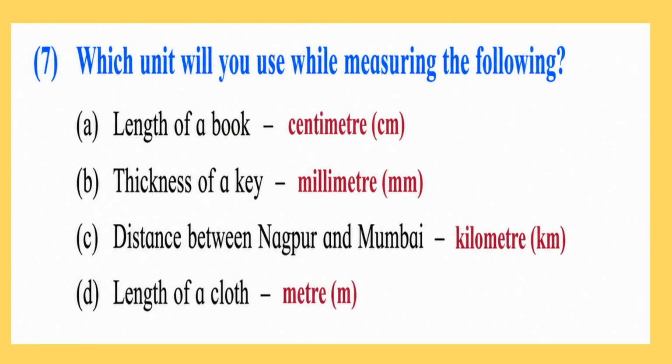When selecting units, use centimeters for a book, millimeters for a key's thickness, kilometers for the distance between cities like Nagpur and Mumbai, and meters for the length of a piece of cloth.